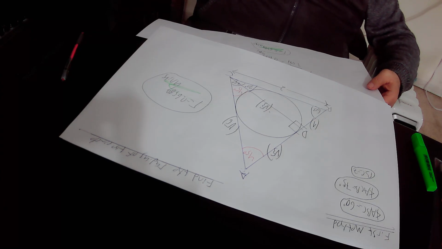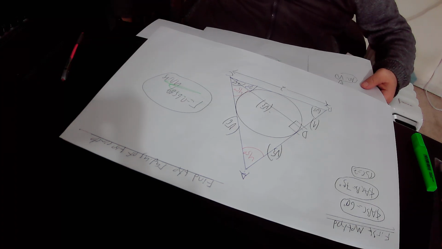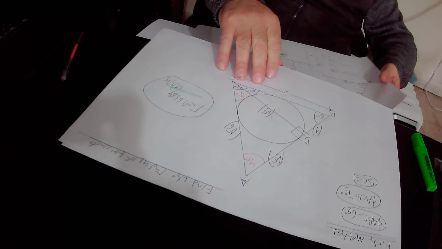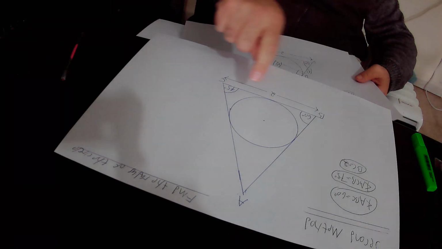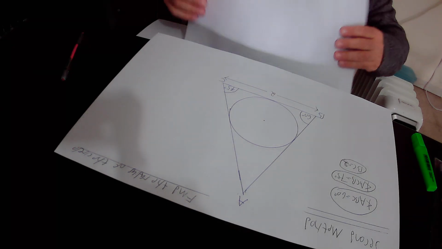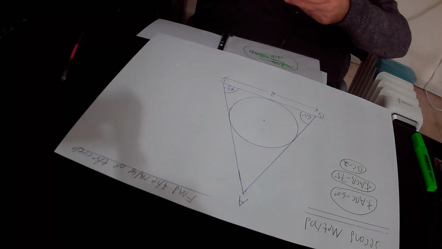In the next step, I will present to you how to find out the radius of this circle that is inscribed by triangle ABC according to the second method.